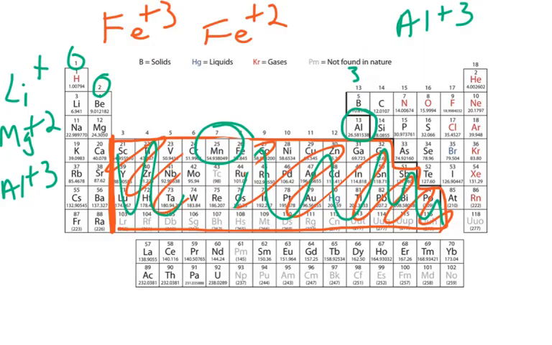Alright, let's take a look at the next one. The next one is Cu2O. Again, the way I'm going to identify this is to look at the metal, copper, and look back at our periodic table and see where copper is on the periodic table.